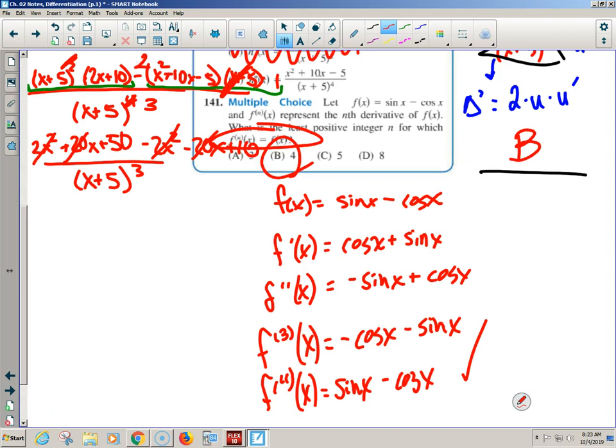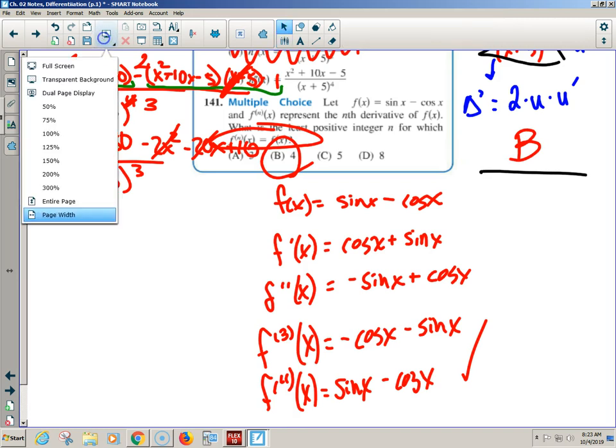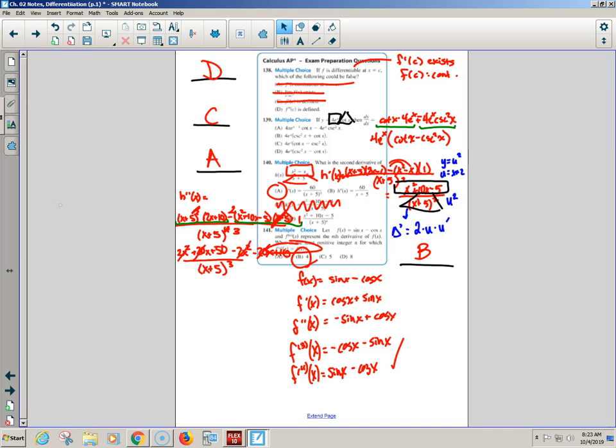Oh, but do you know how to do it? B. No. How to do it? D C A B. Calc AB. Don't memorize that, because that's going to help you.